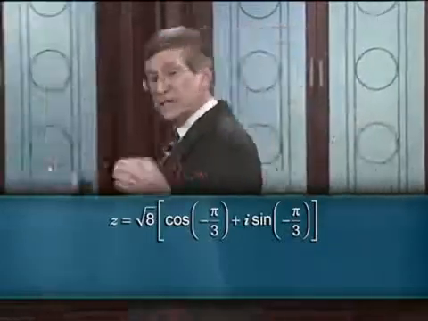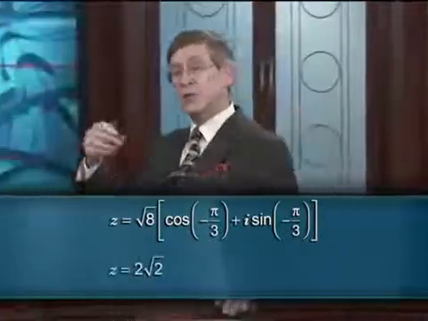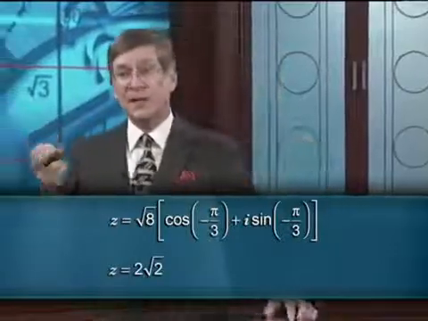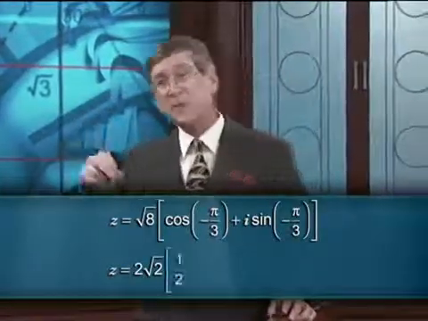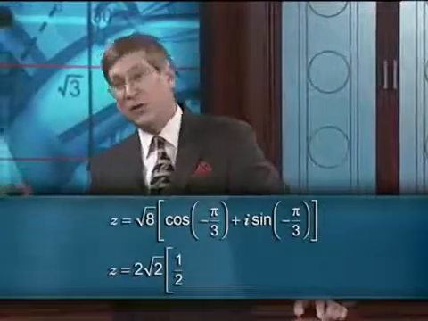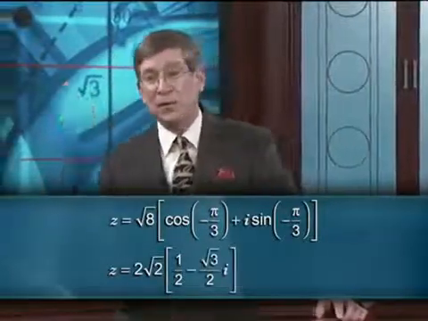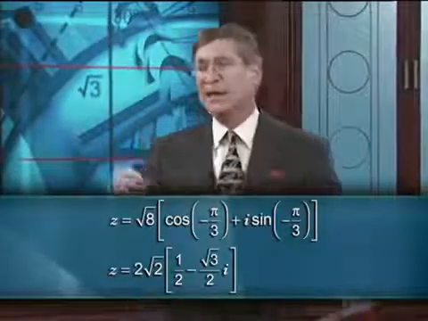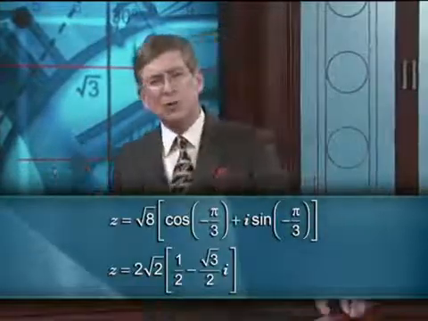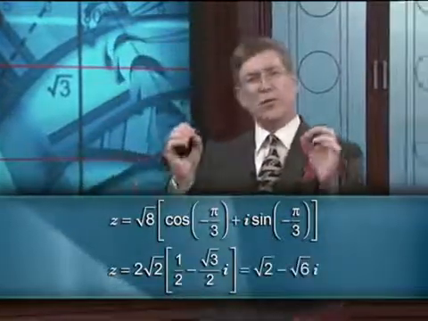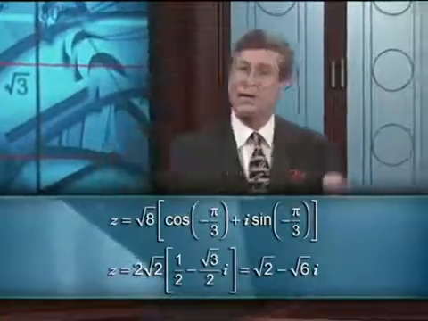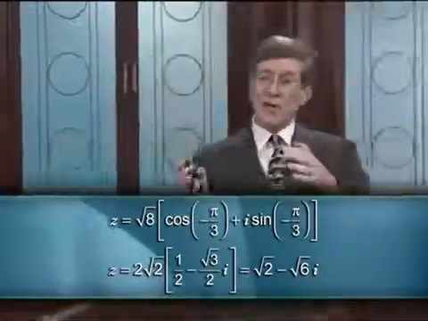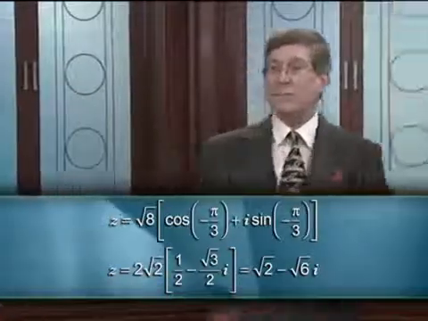All right, well, let's simplify. Square root of 8 can be written 2 times the square root of 2. And then cosine minus pi over 3 is a half. Sine of minus pi over 3 is minus square root of 3 over 2 times i. Multiply in that 2 square root of 2, and you're left with square root of 2 minus square root of 6 i. So here we've converted trigonometric form to standard form.